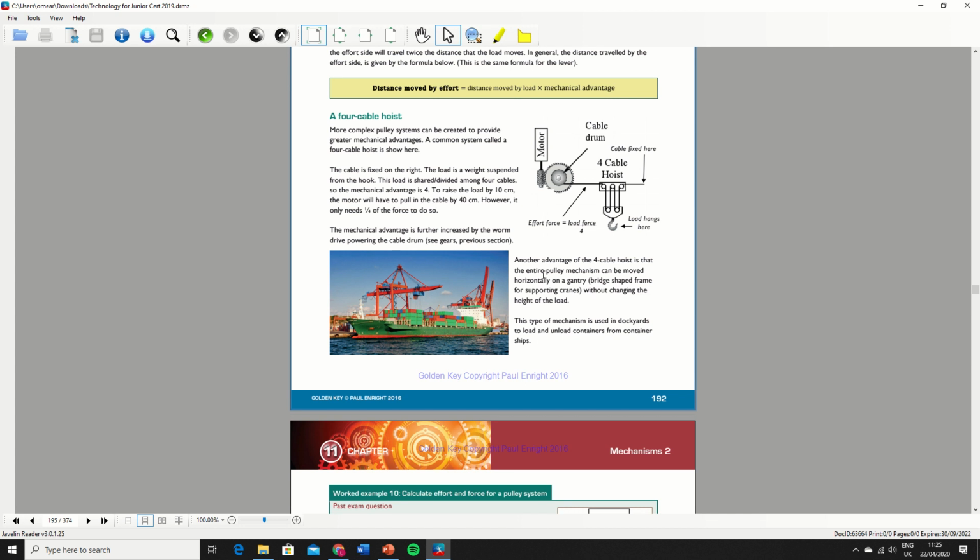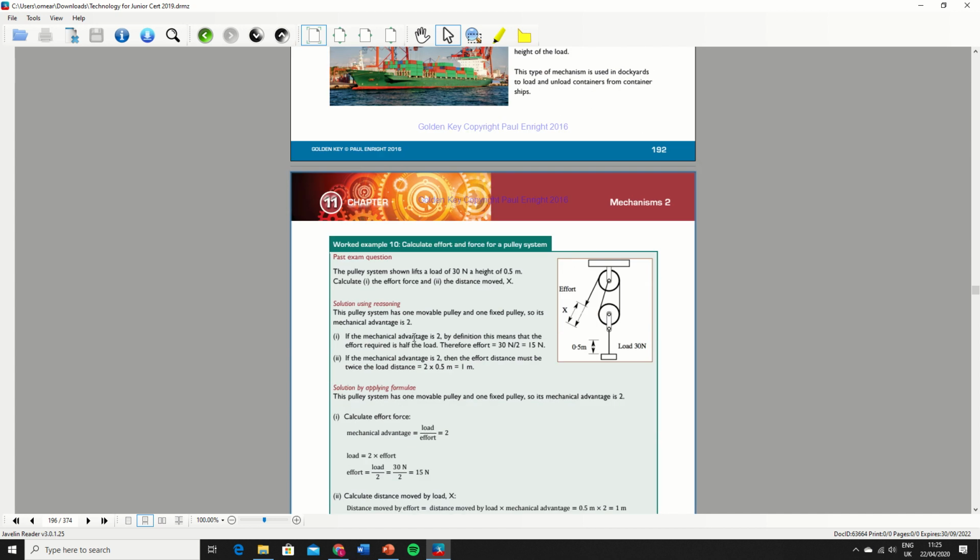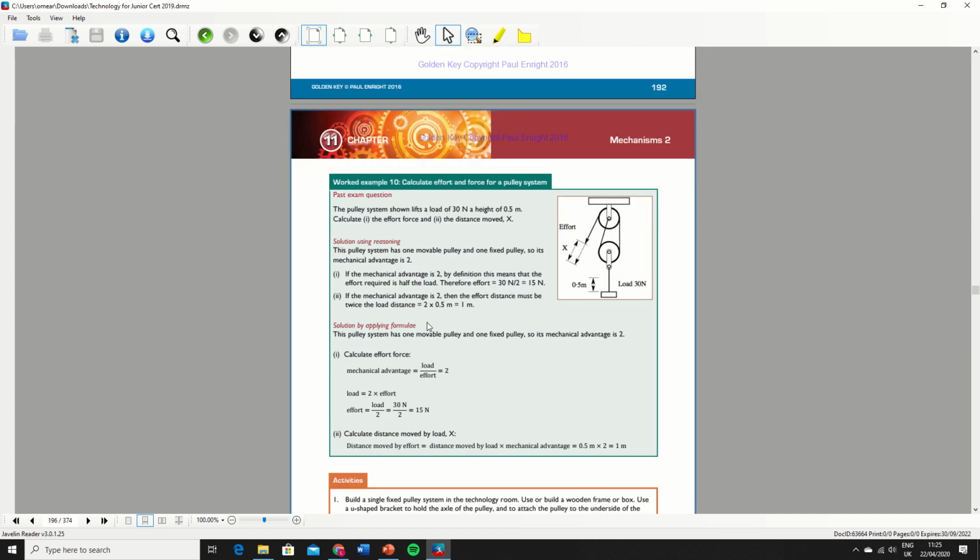Another advantage of a 4 cable hoist is that the entire pulley system can be moved horizontally on a gantry bridge frame for supporting cranes without changing the height of the load. Okay, so you can see that's what it's used for here. This type of mechanism is used in dockyards to load and unload containers from container ships. So now, an example of this.